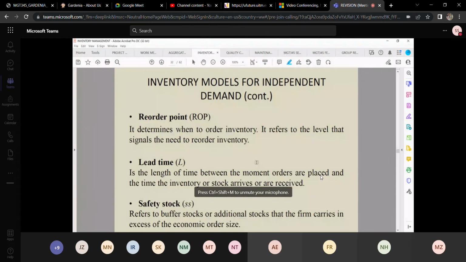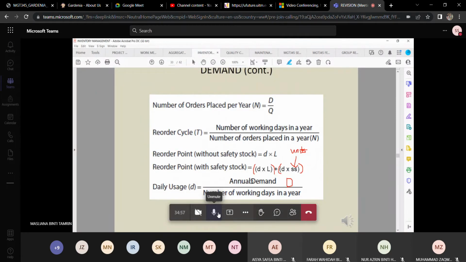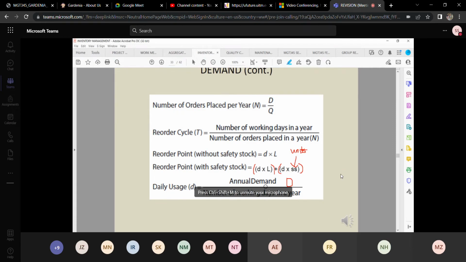Okay, any question on the inventory parts, class? Okay, about the rest? No, madam.